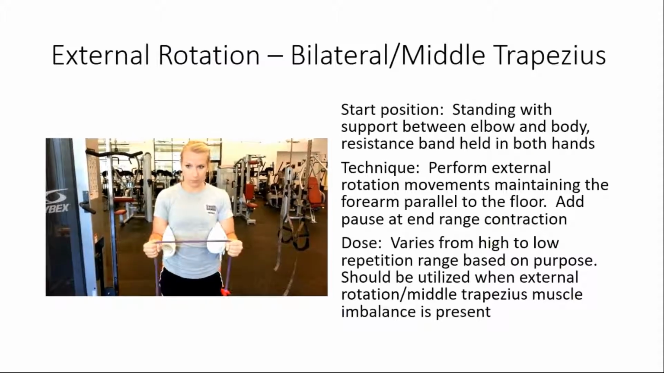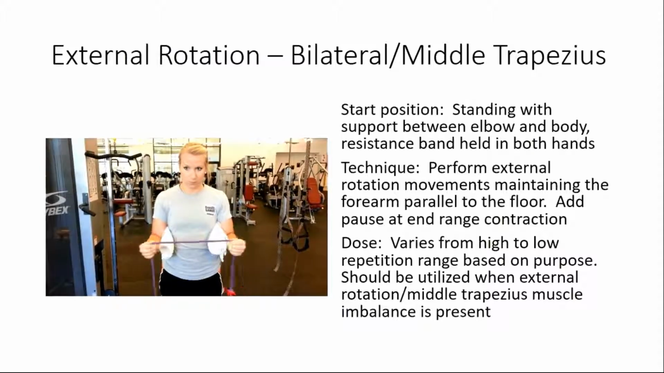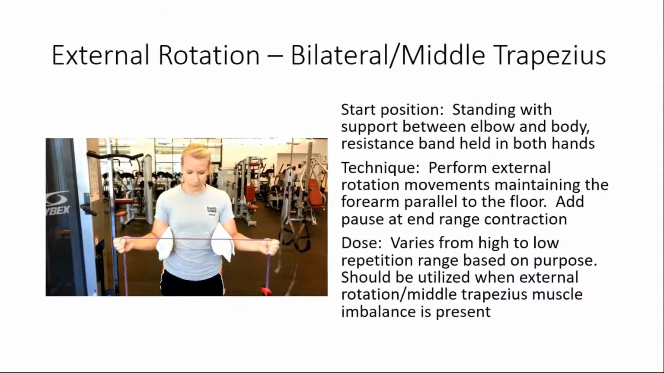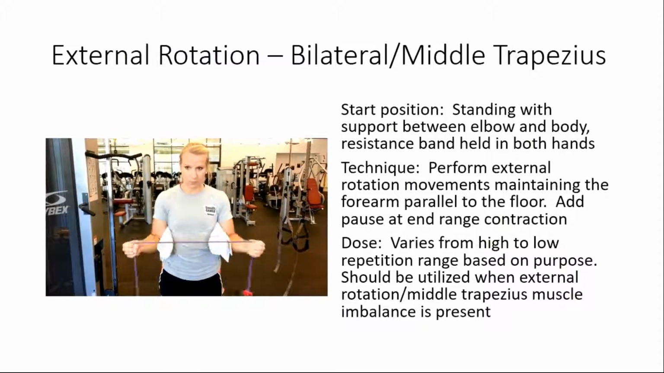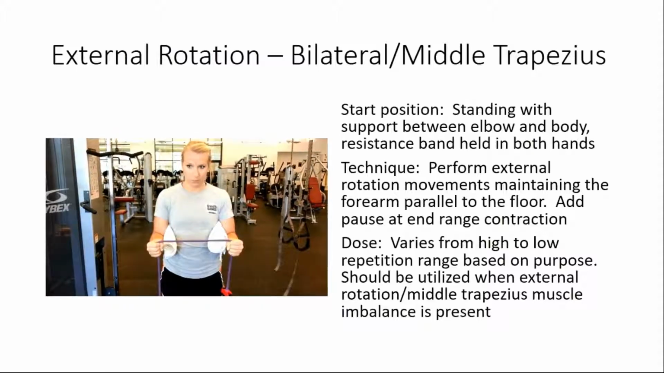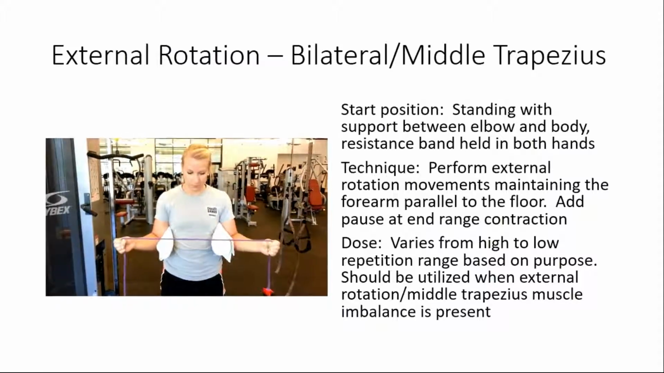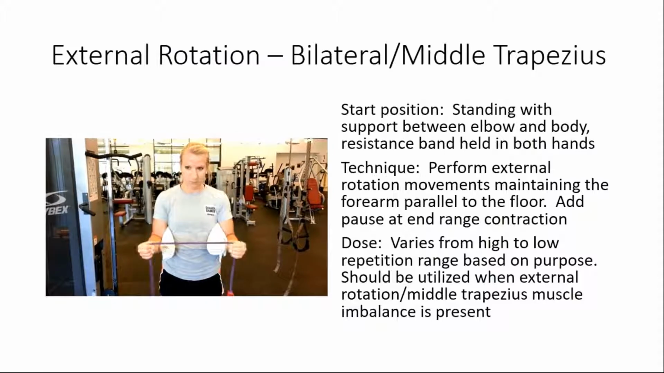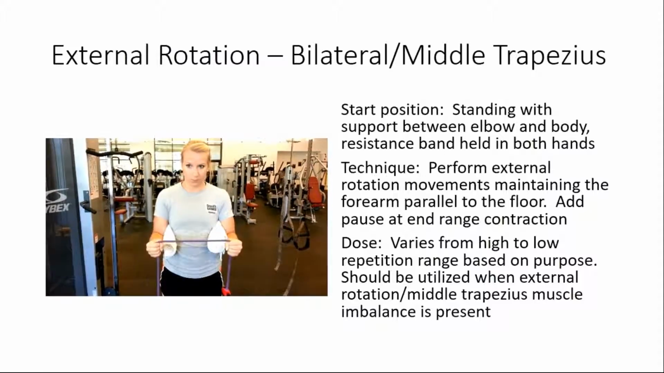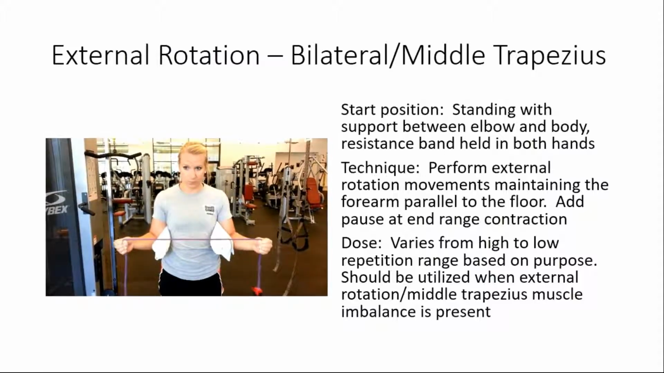So just simple bilateral ER at the same time. You don't even need the towels under the elbows. I don't even really typically do that much anymore. It's just simple. Hold a band and spread it apart. I'm getting middle trapezius activation. I'm getting bilateral external rotators. It's a bilateral shoulder exercise, which is nice.